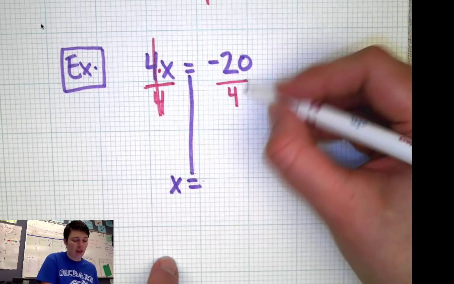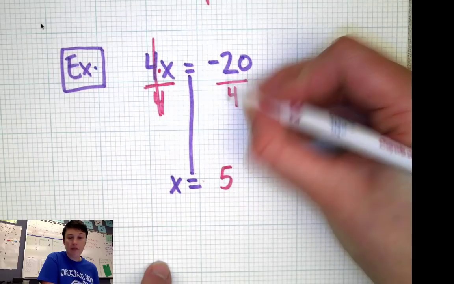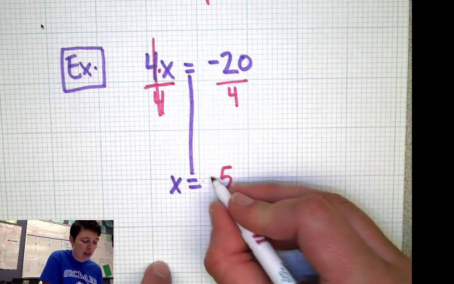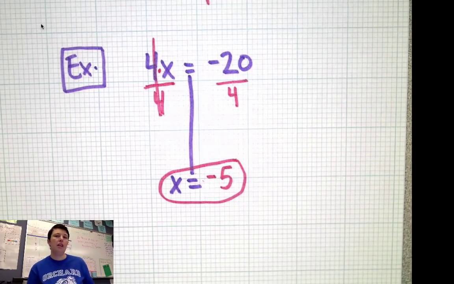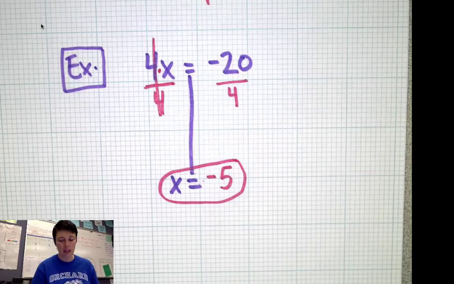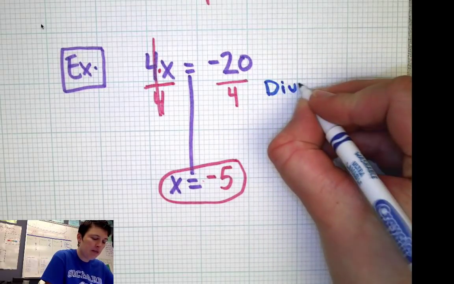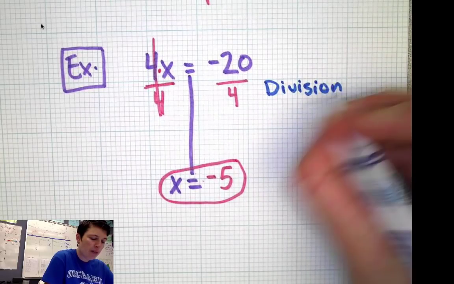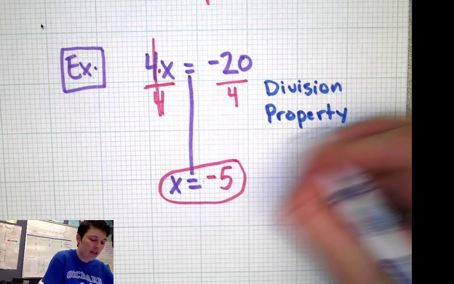Now I know 20 divided by 4 is 5. And I know that a negative divided by a positive, those don't match, so that's a negative answer, negative 5. But we have a name for what we just did there. We just divided on both sides of the equation. We divided equally. So the name of that step, we call that the division property of equality.